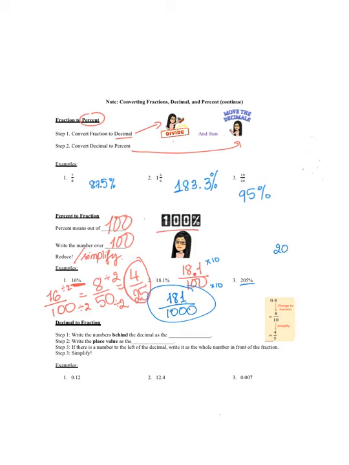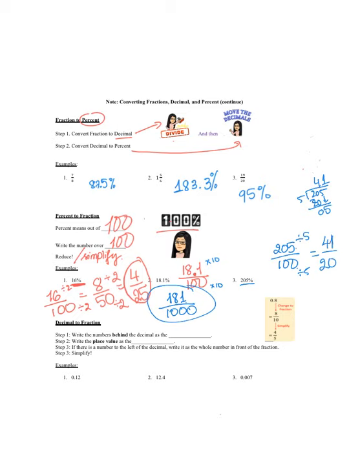Number 3, 205% means 205 out of 100. So 5 and 0, I know that this can divide by 5. 100 divided by 5, I got 20. 205 divided by 5. 20 divided by 5, I got 4. 4 times 5, 20. Drop down the 5. 5 divided by 5, I got 1. So 41 out of 20.